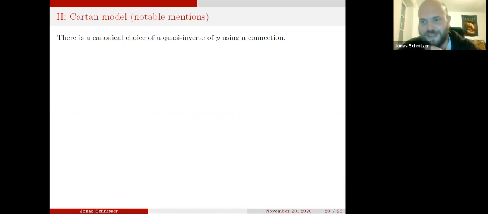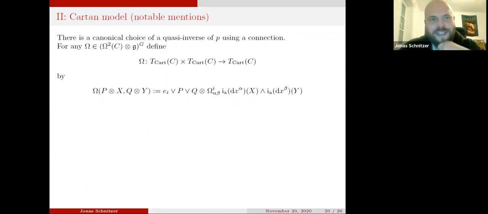There is a canonical choice of a quasi-inverse, now as an L-infinity morphism. So if you don't like L-infinity algebras, you just can get a coffee at the moment. You take for an element, an invariant element of the two forms of C tensor G, you can define an operator of twice the Cartan model to the Cartan model. This is basically by inserting the two form part and then hiring the G part, the symmetric algebra in G part.